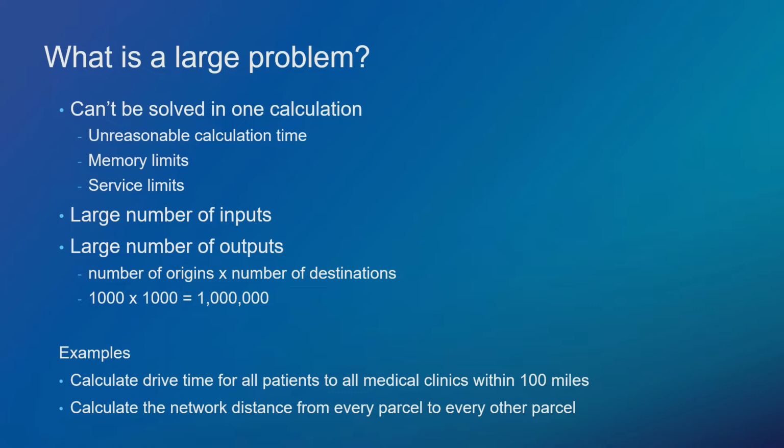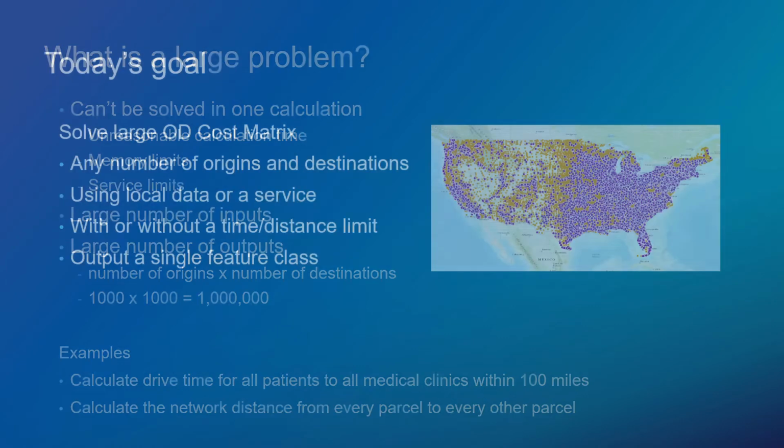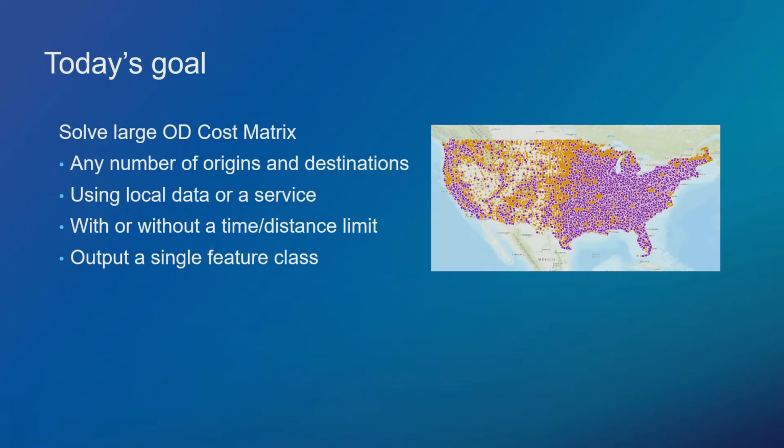Some examples of a large problem involve calculating the drive time from all patients to all medical clinics within 100 miles, or maybe calculating the network distance from every parcel to every other parcel within a city. Today's goal is to create a script that we can use to solve a large OD cost matrix using any number of origins and destinations, and using either local data or a service with or without a time or distance limit, and then combining the results into a single feature class in the output.